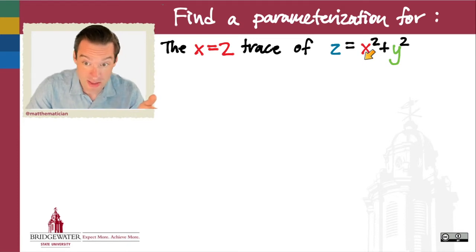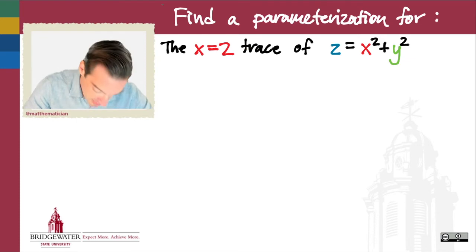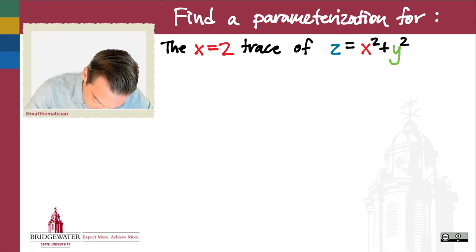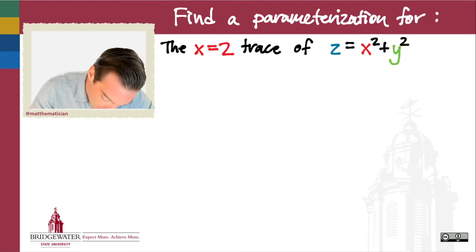After all, that's what a trace is. It's an intersection of this surface with this plane. And so the first thing that I might try, well, maybe let me say this: our overall goal is going to be to try to reduce the number of variables.